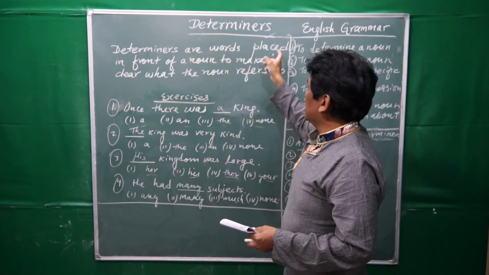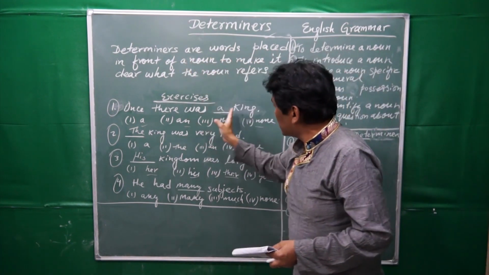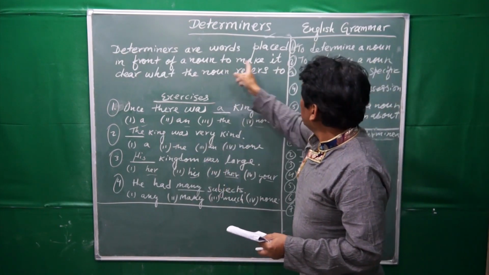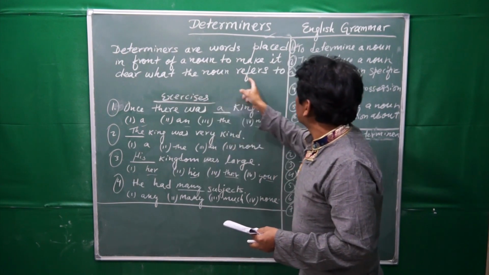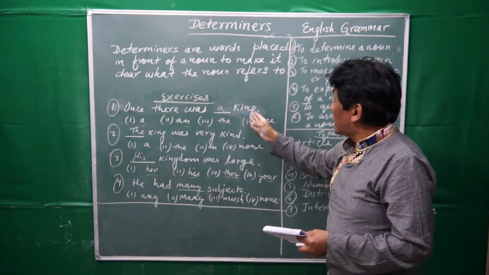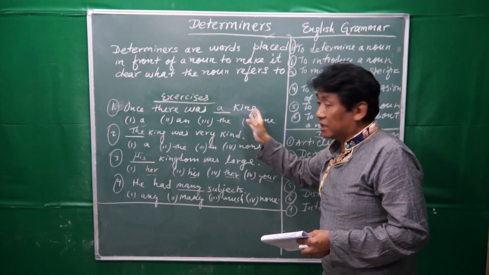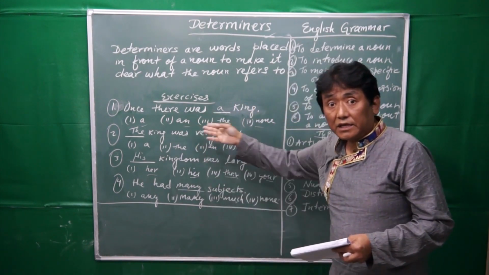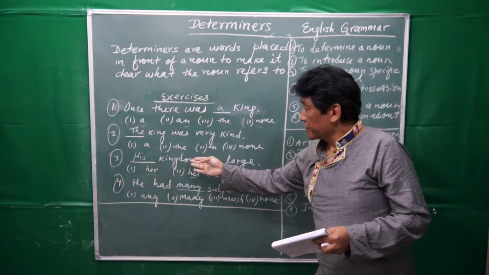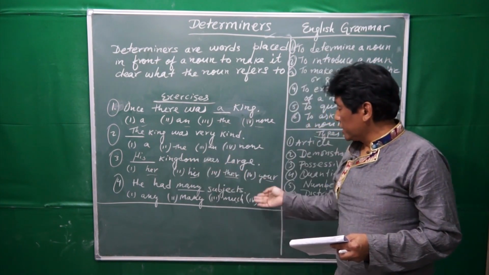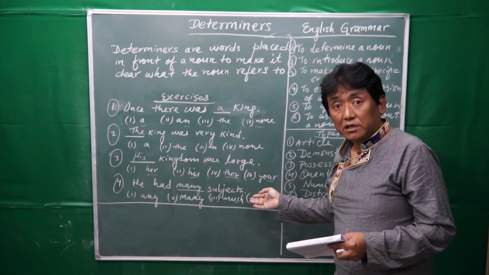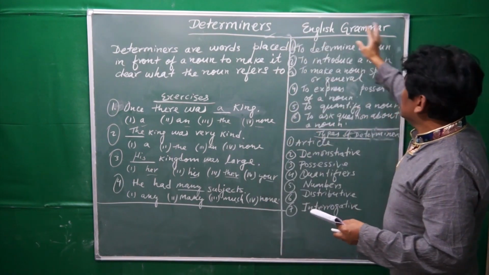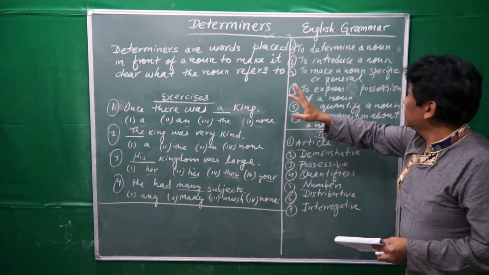Determiners are words placed in front of a noun. That is what we saw just now. And to make it clear what the noun refers to. Over here, the nouns are referring to something, right? It's a king, just one king, right? Over here, specifying the king. And here we're referring to the possession. Here we're referring to the quantity. So, I have written this one here to make it clearer.